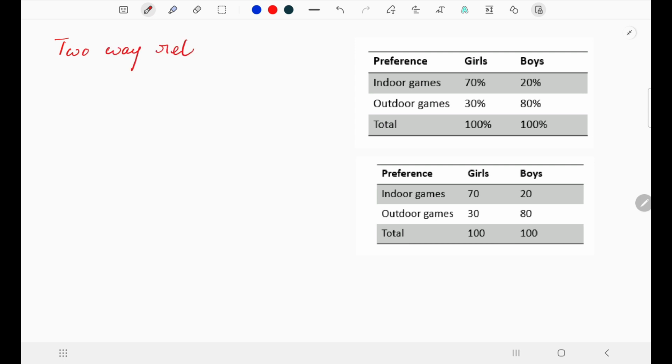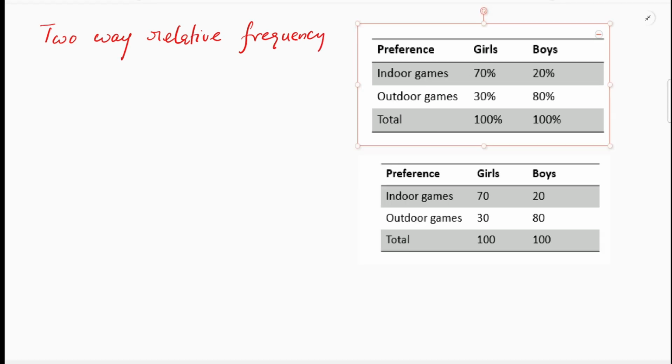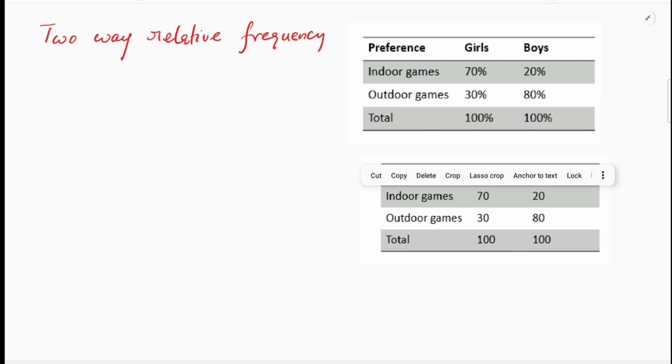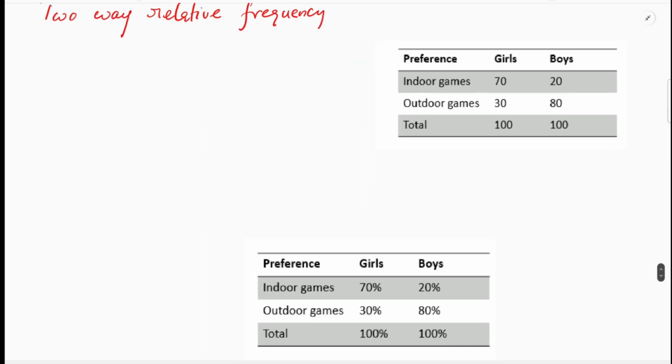The next topic is two-way relative frequency. A two-way relative frequency table is very similar to a two-way frequency table. Already we have seen a two-way frequency table. The only difference in a two-way relative table is we consider percentage instead of number. So we calculate percentage in terms of number. For example, take this one.